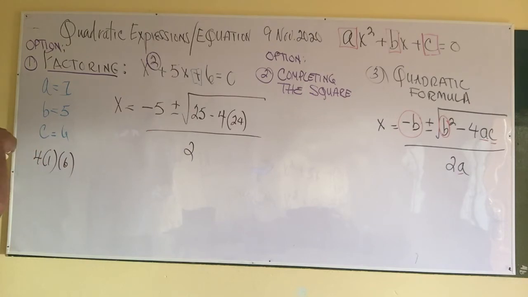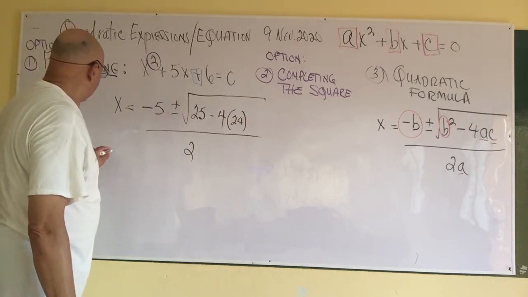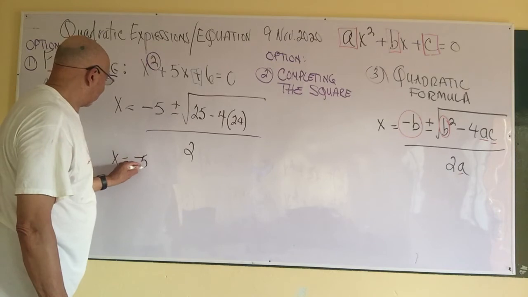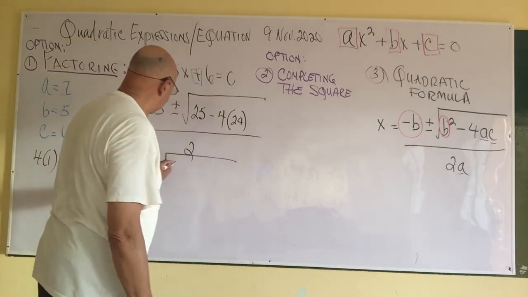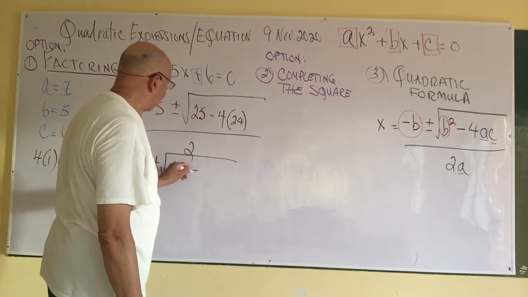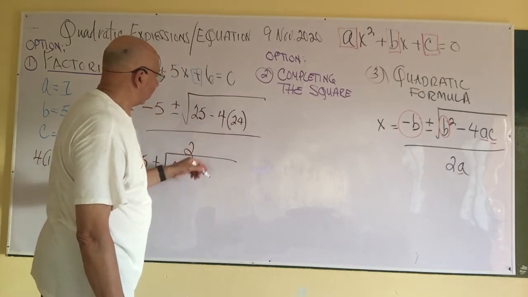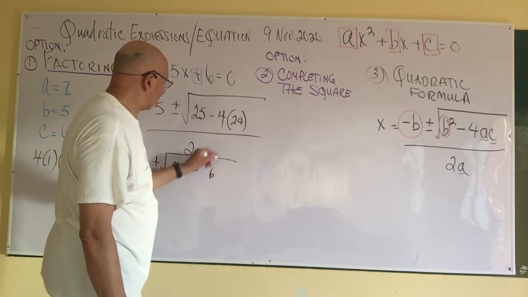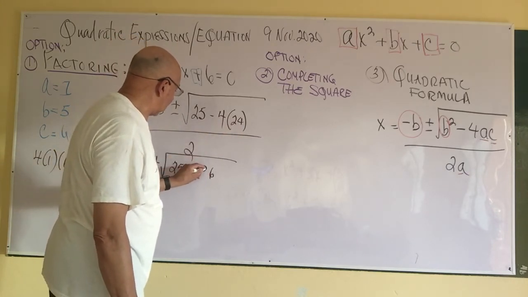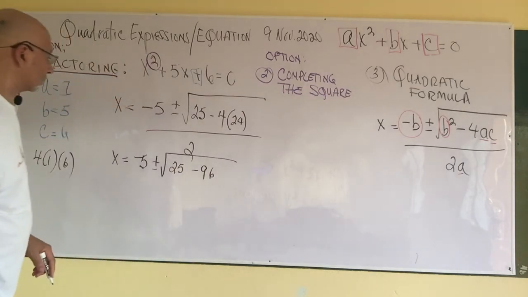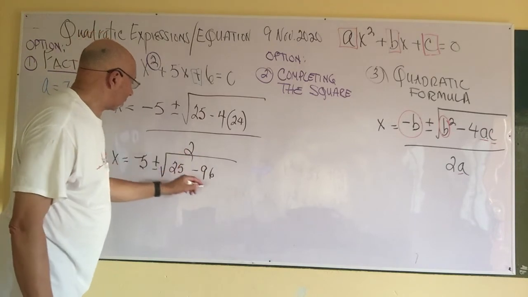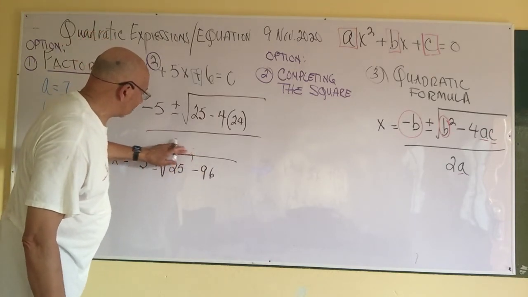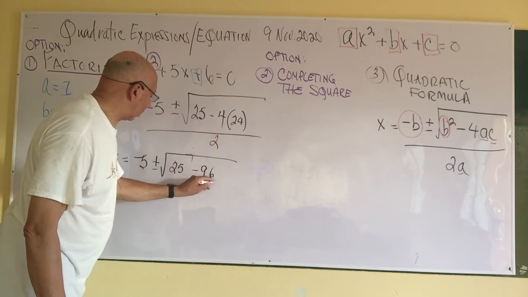4a is 1, and 4 times c is 24. So now we have x equals negative 5 plus or minus the square root of 25 minus 4 times 24. 4 times 4 is 16, 4 times 2 is 8, and 1 is 9. So that's 96. So over 2a, which in our case is 2. So this 2 actually is the denominator here.